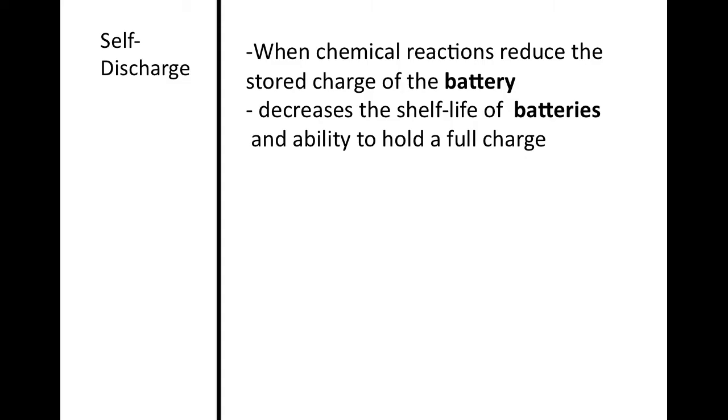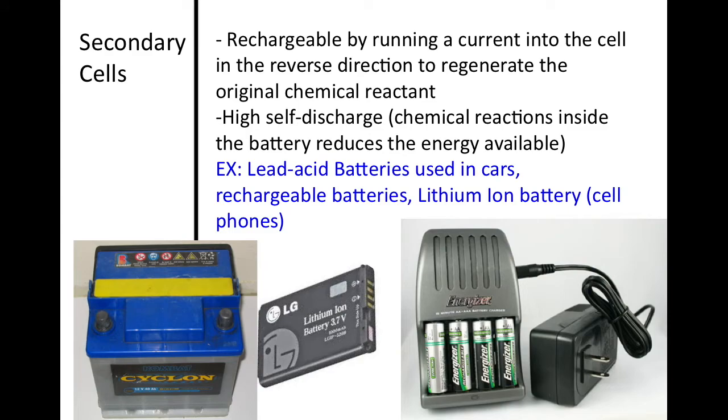Self-discharge in batteries is when the chemical reactions reduce the stored charge of the battery. This self-discharge decreases the shelf life of batteries and causes them to initially have less than a full charge when actually put to use. Unlike primary cells, secondary cells, which is the second category, can be recharged simply by passing a current through them in the reverse direction to regenerate the original chemical reactants. When you recharge a battery, you change the direction of the flow of electrons using another power source such as solar panels. The electrochemical processes happen in reverse, and the anode and cathode are restored to their original state and can again provide full power.